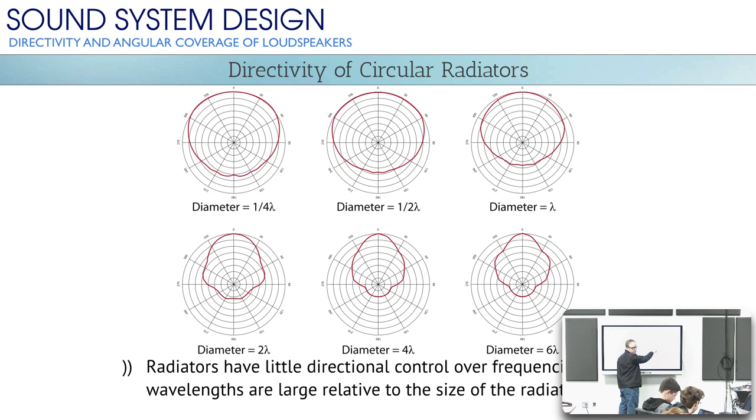But look what happens for the 2x diameter, the 4x, and the 6x diameter. We're not getting the laser beam anymore. Right? So those high frequencies that used to be a laser have now widened out. Why? Because we put those out of a smaller driver. And it's not that the smaller driver produces those high frequencies better. It's that the smaller driver is smaller than those wavelengths, and therefore cannot be as directional over them. That's why we use small drivers for the high frequencies. It's not because small drivers make high frequencies sound better. It's that small drivers can't control high frequencies. That's an interesting thing about that.